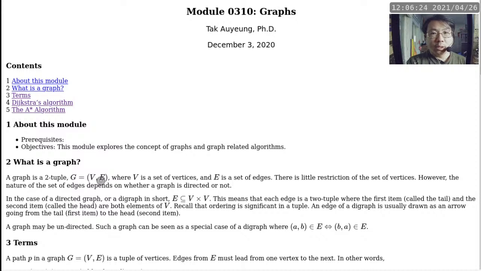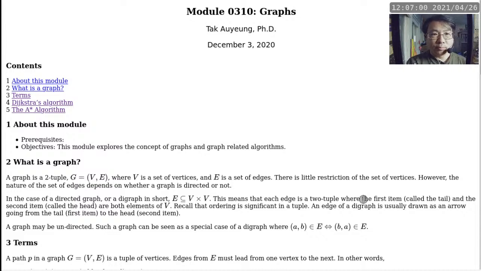Now E, on the other hand, the set of edges, now we have some restrictions. Because E has to be a subset, not necessarily a proper subset, but it has to be a subset of the Cartesian product between V and V. So that's the restriction that you need to play by when we talk about the set E, which is the set of edges. So that automatically implies that each edge, or each element in E, is a two-tuple where the first item is a vertex, and so is the second item.